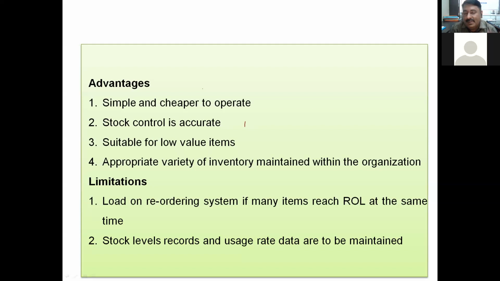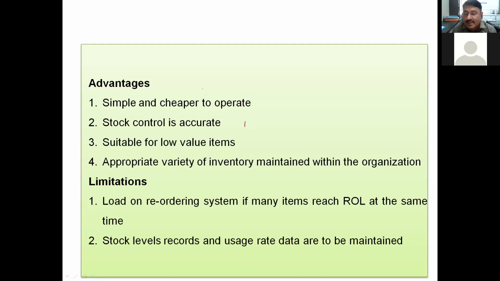Stock control is accurate. The stock is allowed to fall down to the reorder level. And again, the quantity is fixed. Every time the order will be given for 1000 items only. So stock control is accurate. It is suitable for low value items. It means if any material has a very high value, then this particular Q system is not suitable for that case. Appropriate variety of inventory is maintained within the organization.